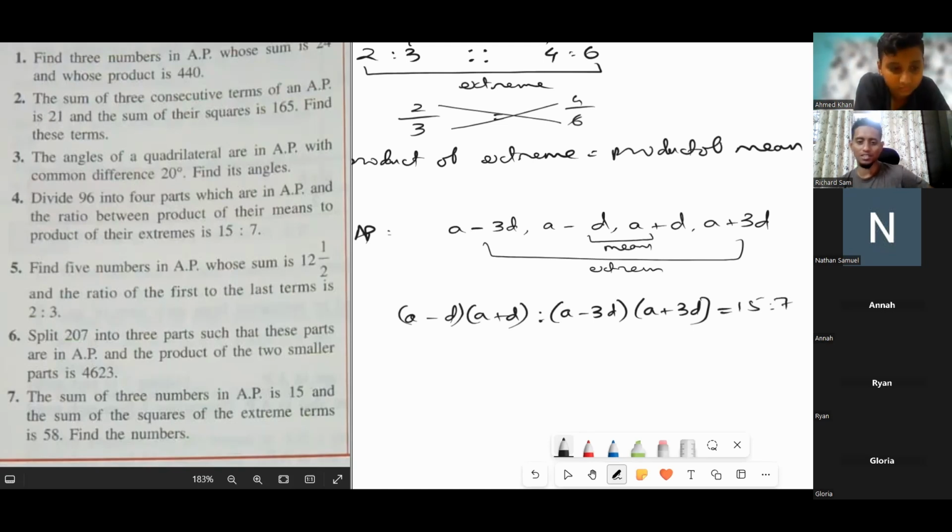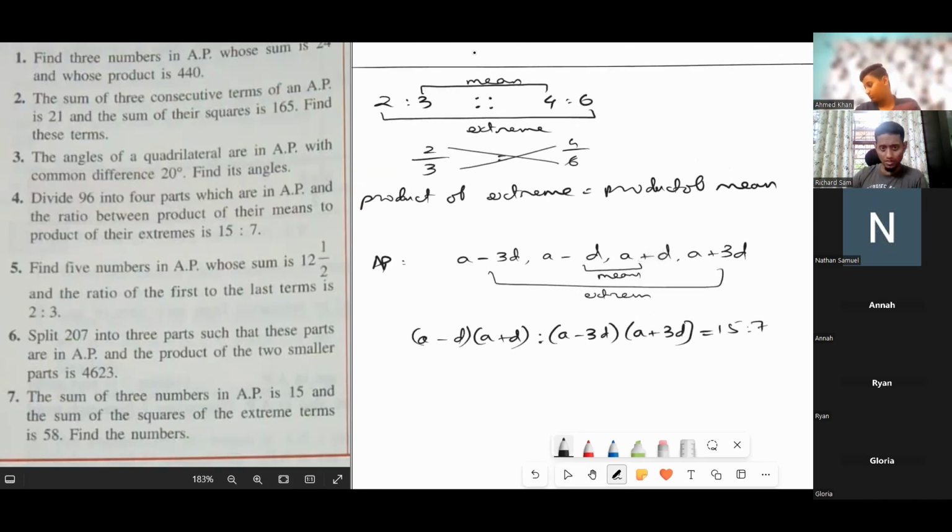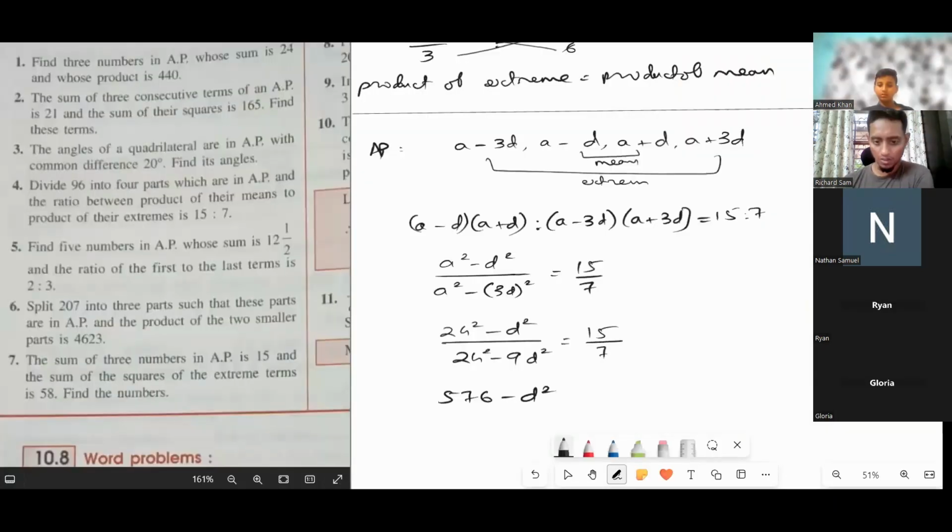Write it as a fraction. Substitute the value of A in it. Cross multiply, whatever you have to do. Find D. Okay, all of you do this question. First you write down what is mean and what is extreme. Yeah, so continuing, this would be what we get.